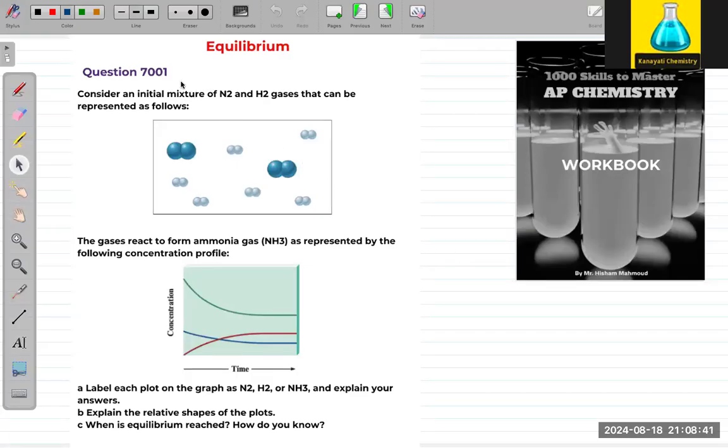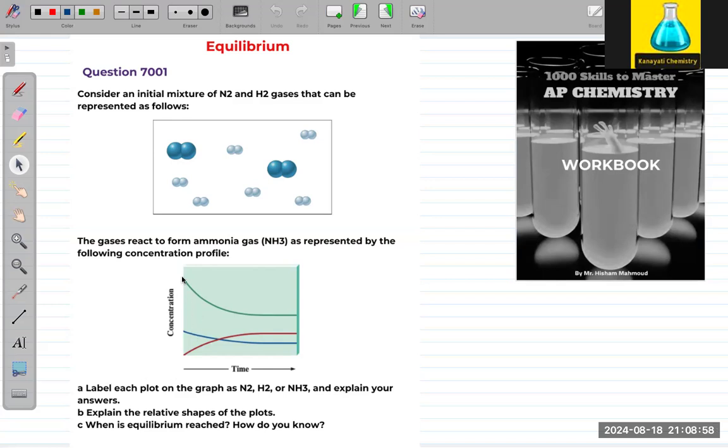So let's see question number 7001. Consider an initial mixture of N2 and H2 gases that can be represented as follows. The gases react to form ammonia gas as represented by the following concentration profile. Label each plot on the graph as N2, H2, or NH3 and explain your answer.